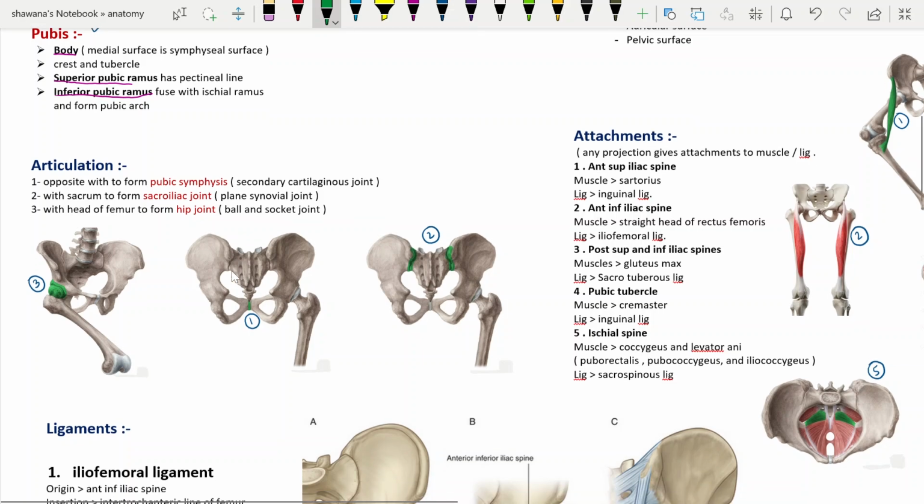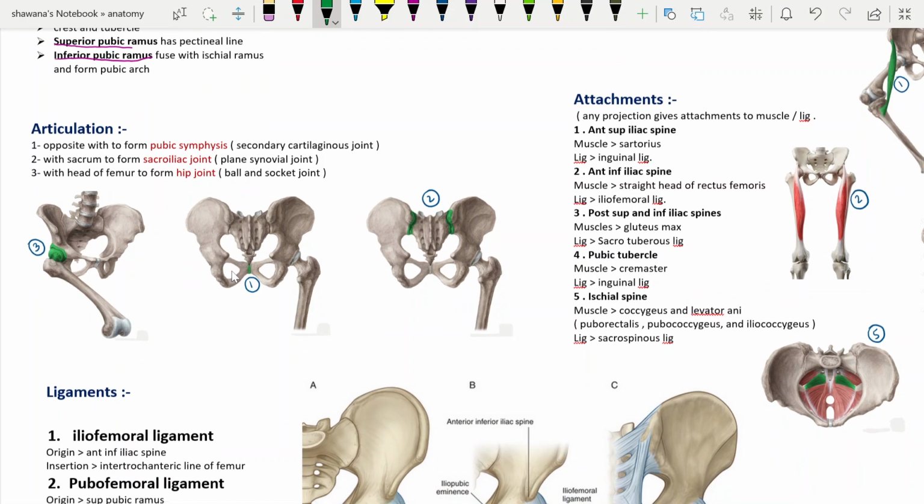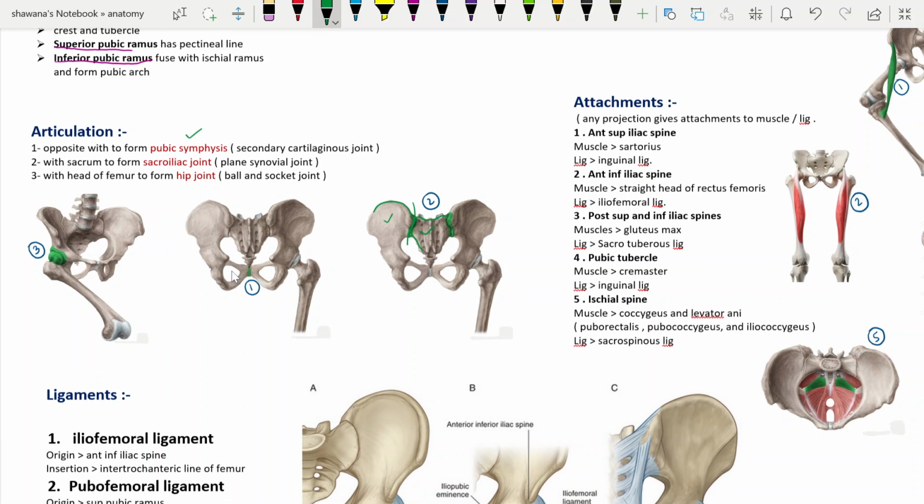Okay, coming towards the articulations. Articulations mean the joints formed by the hip bone. First one is the pubic symphysis. It is formed between the two pubic bones through their symphysial surfaces, and it is a secondary cartilaginous joint. The second is the sacroiliac joint. This is the ilium, and this is the sacrum. Between the sacrum and ilium is the sacroiliac joint, and it is a plane synovial joint.